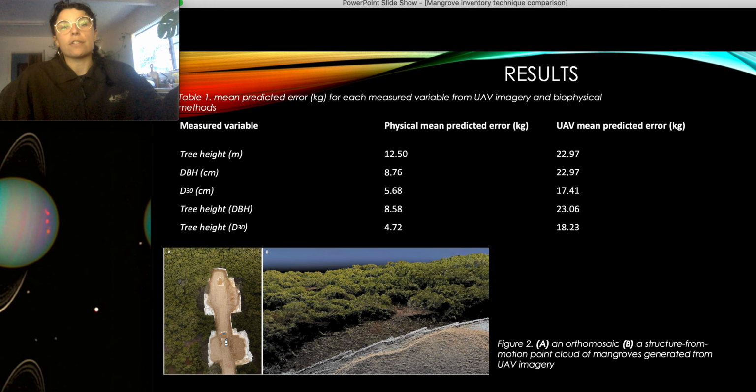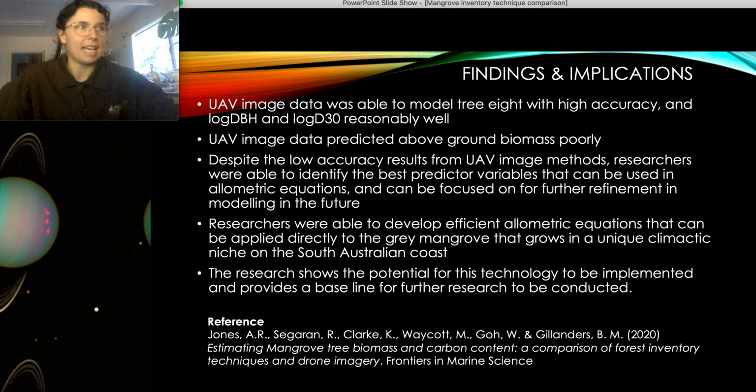Researchers used both direct measurements and the UAV imagery to calculate several variables. They calculated the mean predicted error in kilograms for both methods and then compared them. The UAV imagery based variables had a much higher mean predicted error than the direct measurements. As you can see, the lowest one here is 17.41 kilograms, which is still a large error. And this is a point cloud used in the study. So what are the implications of this?